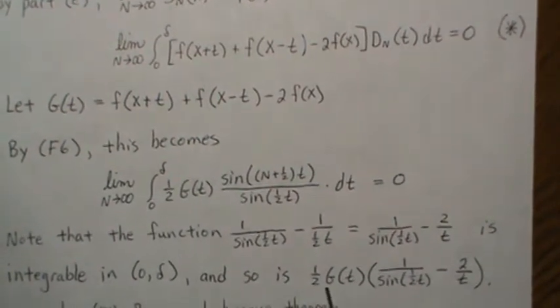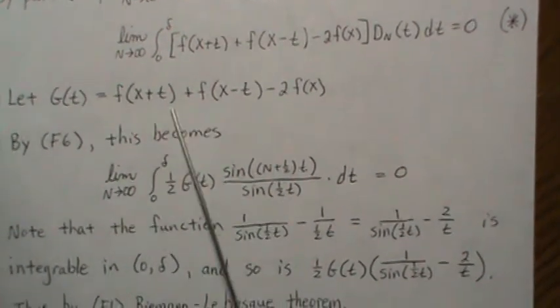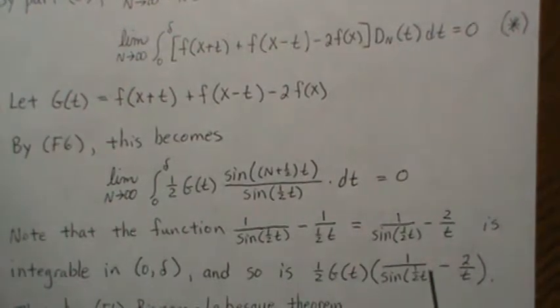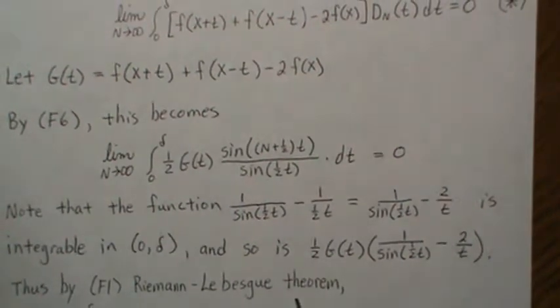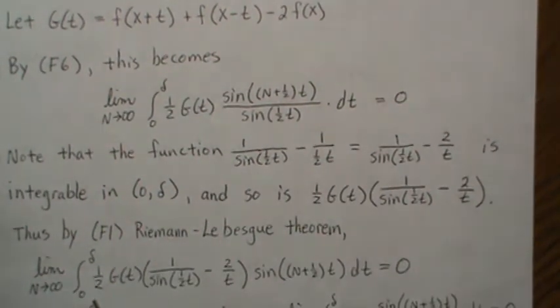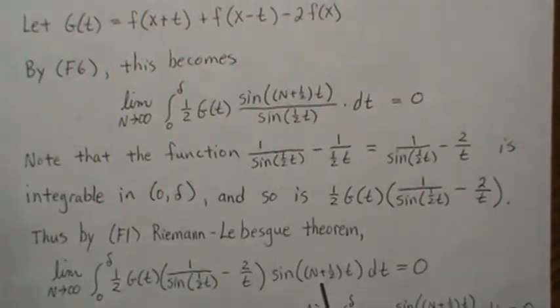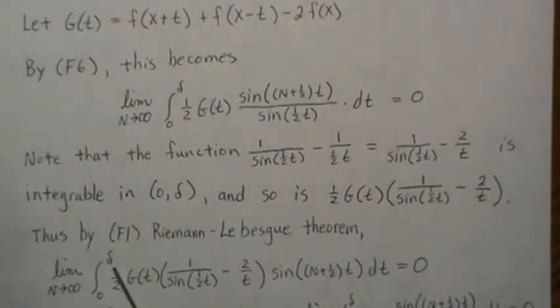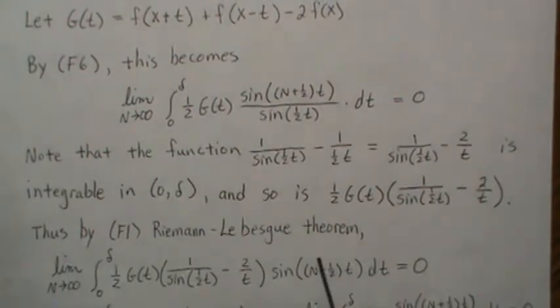So if we take 1/2, which is integrable, g of t, which is a function of integrable functions, times this integrable function, they're all integrable. So thus, by F1, the Riemann-Lebesgue theorem, this goes to 0, right? An integrable function times sine or cosine, where this coefficient goes to infinity, is 0. Now this is integrable over this range. And really the trick to it is to show that this is integrable. I'm going to leave that as an exercise to you. It's pretty straightforward.